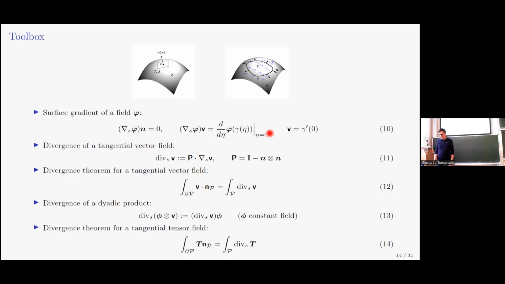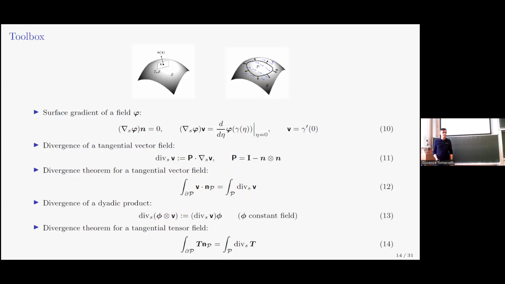Then you can prove a divergence theorem on the surface. So if you take, for example, a part P of the surface, and you integrate the scalar product between an arbitrary tangential vector field V and the normal field N to the boundary of this part P, this is equal to the integral of the divergence of this vector field.